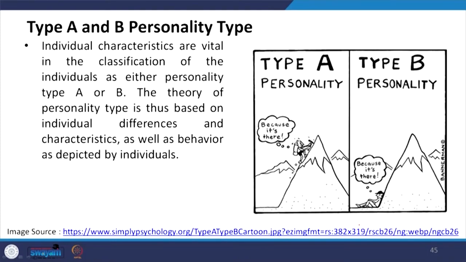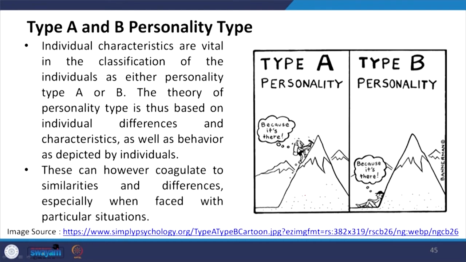Individual characteristics are vital in classifying an individual as either personality type A or personality type B. Here you will find one type of personality difference. Because there is a hill, I got the opportunity to trek the hills, but in another case, because there is a hill, I cannot go to the other side. So, it is the individual differences and characteristics as well as the behavior depicted by individuals. For some persons this is an opportunity, for some persons this is a limitation, especially when faced with particular situations. In a given situation, the person will take it as an opportunity or as a threat. That will depend on what personality traits and what personality typology one possesses.